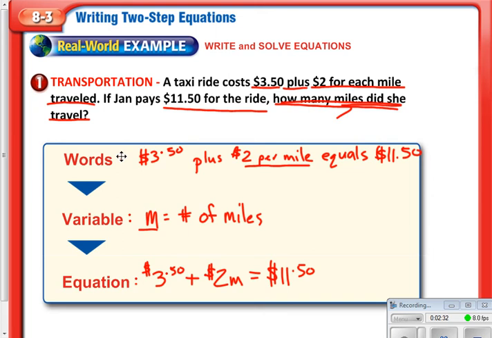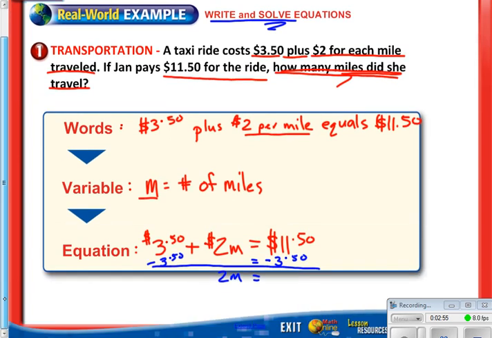If you notice at the top it says write and solve. So we need to solve this. We actually need to find out how many miles we went. So the first step, we'd subtract $3.50 on each side. When we subtract $3.50 from both sides, we drop down to 2M equals, and we have $11.50 take away $3.50, which would give us $8 left over. We divide by 2, and we find out M equals 4, and M represents miles. So she went 4 miles in that taxi cab.